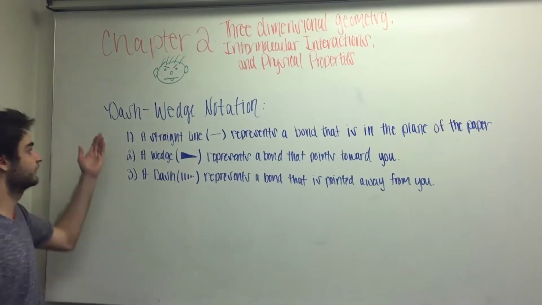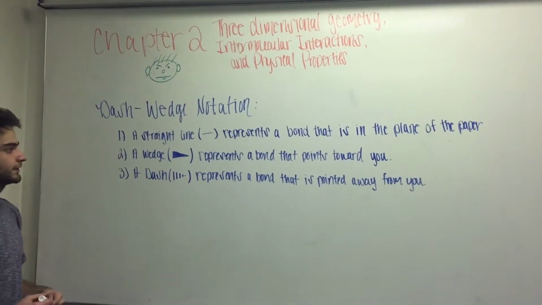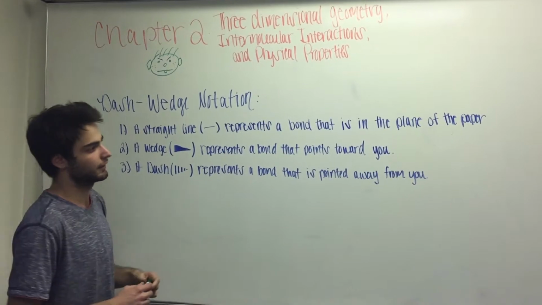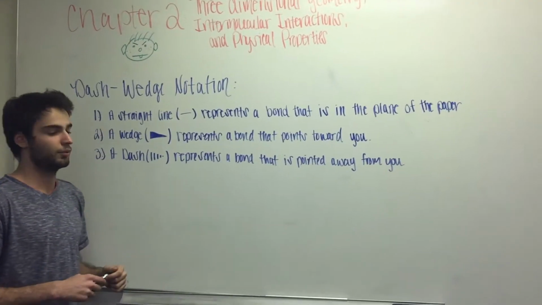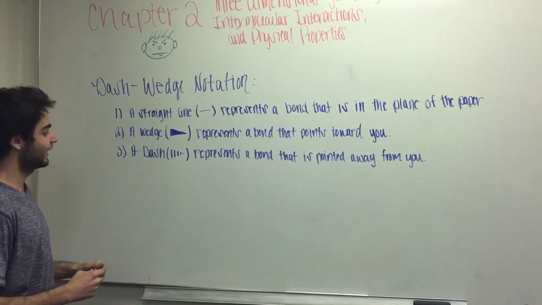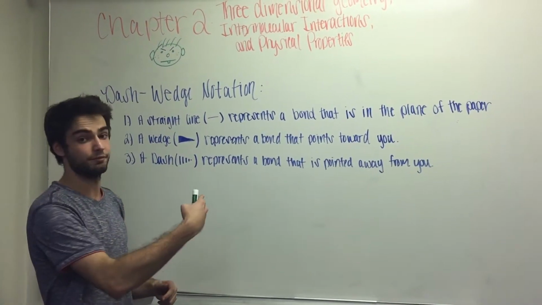I'll be talking about the dash wedge notation. First of all, a straight line represents a bond that is in the plane of the paper. A wedge represents a bond that points towards you. A dash represents a bond that is pointed away from you.